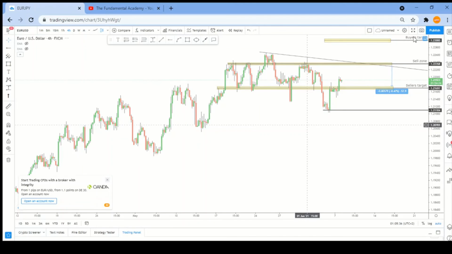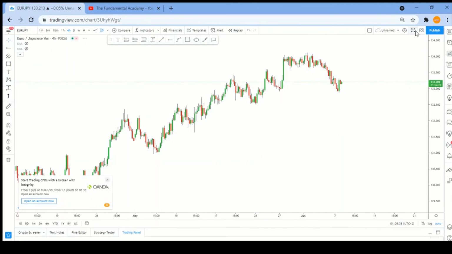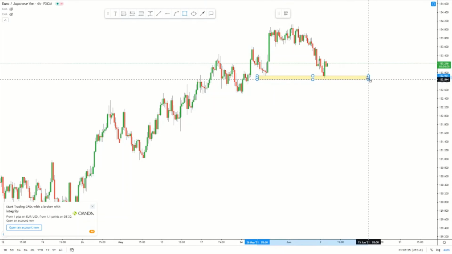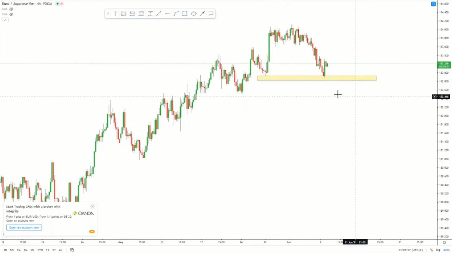The next pair that we're going to be looking at is the last and final pair of the day. This is Euro Japanese Yen, and we can see once again we're fairly bullish on this pair. Okay, so now we have a level that's been holding, and this level has just been tested today. So we've got a weak rejection and we've got another rejection today. So this level has been holding, and then we have just resistance above.